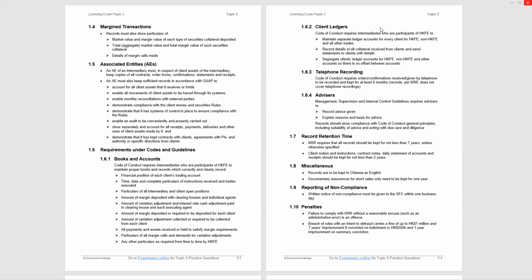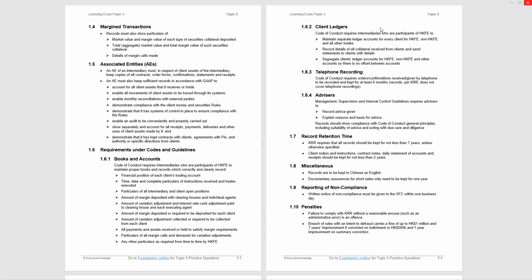Now, we're just going to step out of the keeping of record rules for 1.6. We'll come back to them at 1.7. But paragraph 1.6 on page 5.3 details the requirements under codes and guidelines, code of conduct and SFC guidelines. Remember, these do not have the force of law. So the code of conduct requires intermediaries who are participants of the futures exchange. So that's those firms that deal directly with the futures exchange.